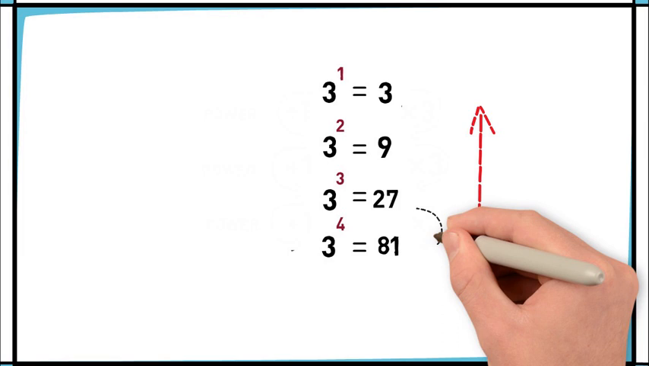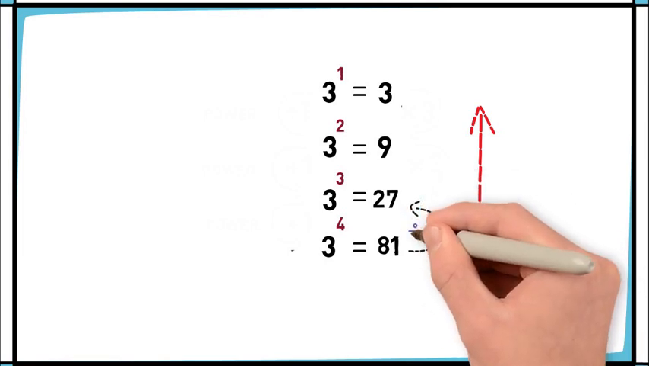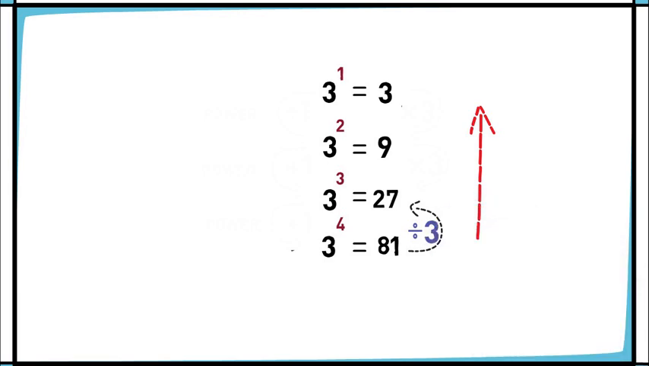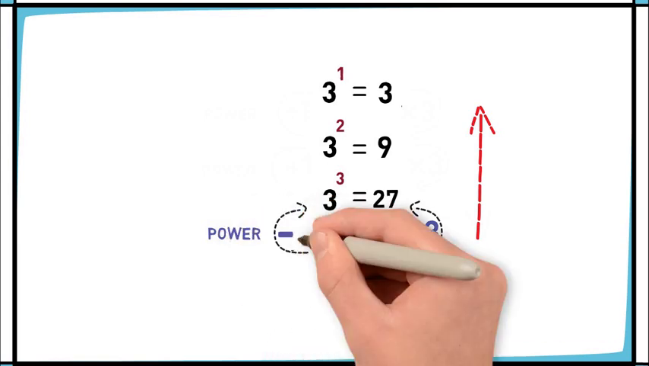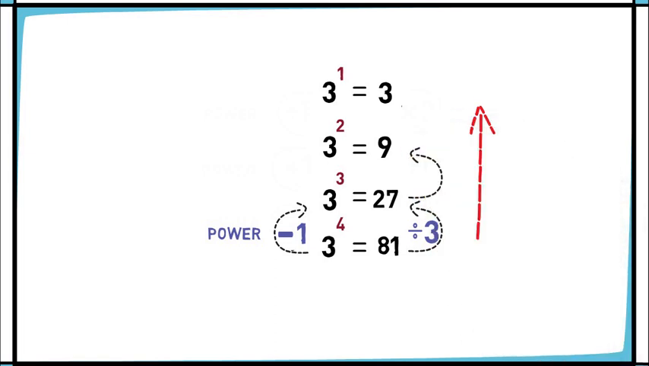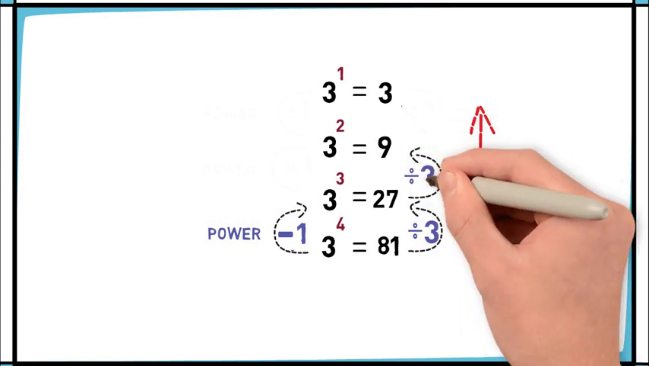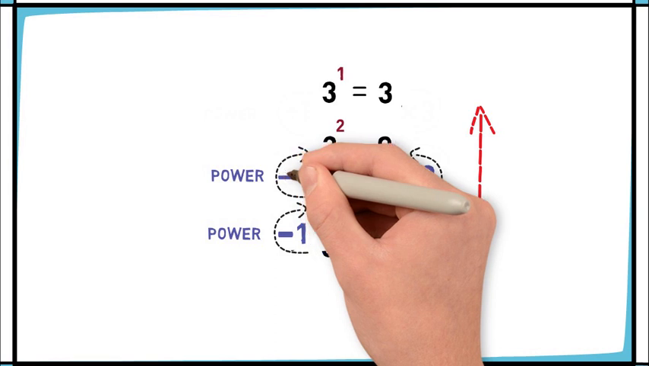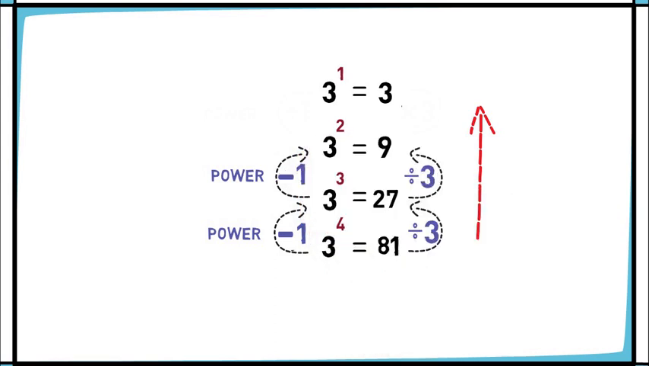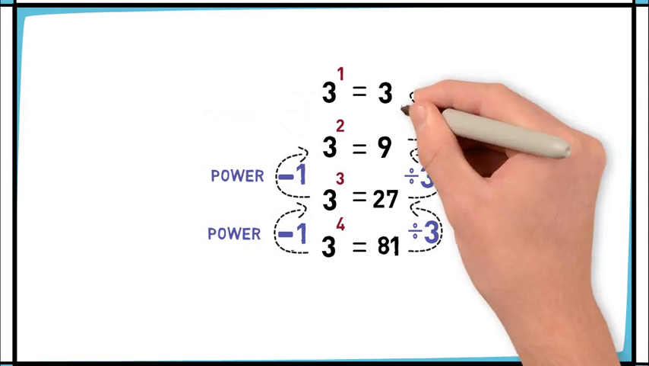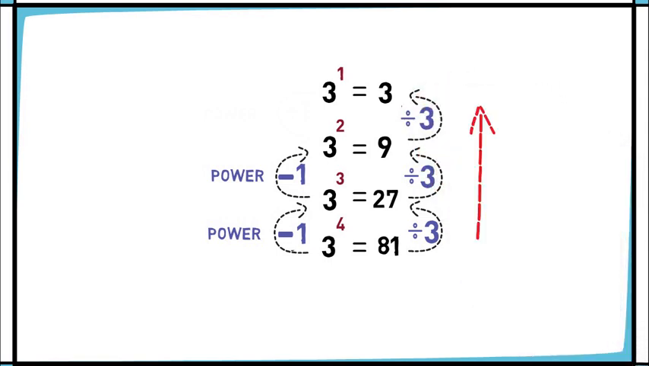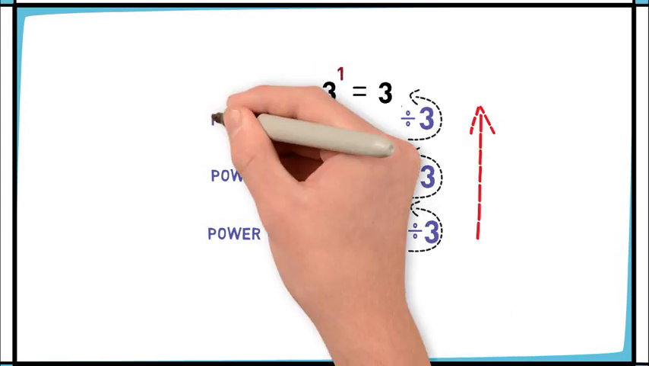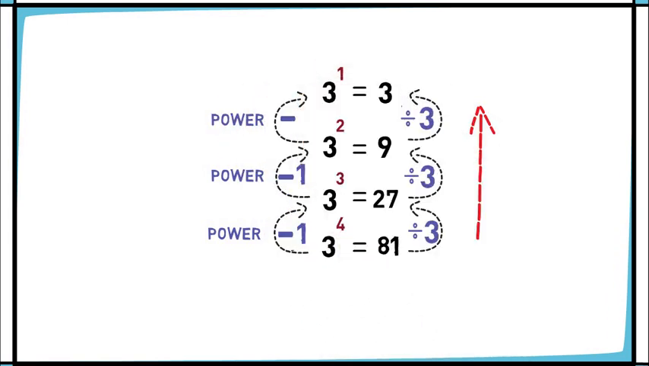As we move upward, we decrease the values by dividing by 3 on the right hand side, and decrease the power by 1 on the left hand side. 27 divided by 3, we get 9, and 3 raised to power 3 with the power subtracted by 1, we get 3 raised to power 2. Also 9 divided by 3, we get 3, and the power decreased by 1, we get 3 raised to power 1.